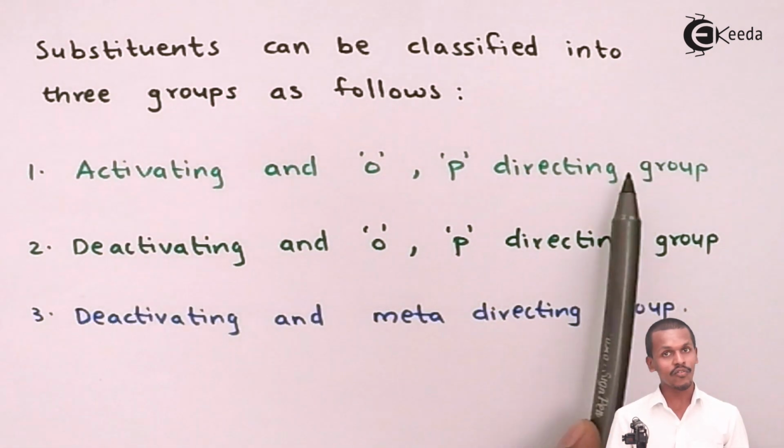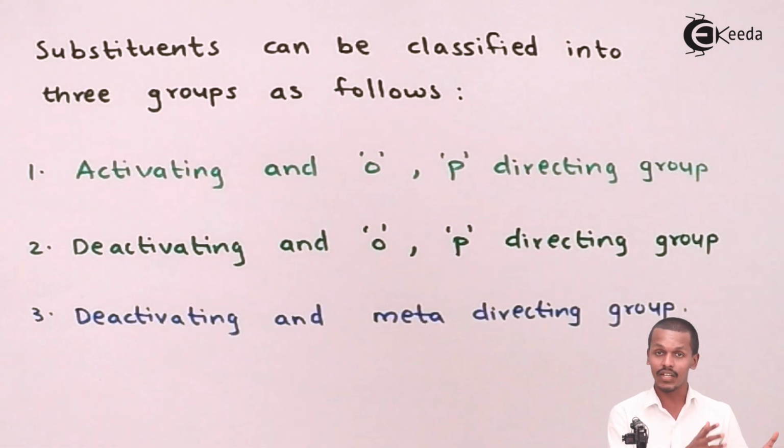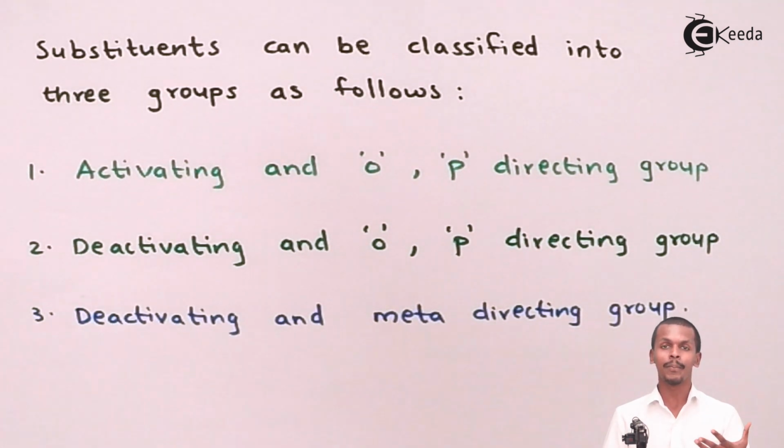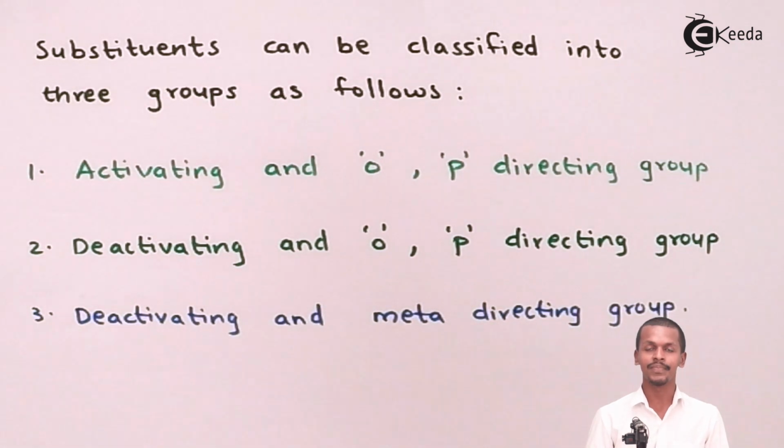Talking about the groups that are activating as well as ortho and para-directing, these are the groups that will make the monosubstituted benzene more reactive. Because it is more reactive, the other substituent group will go to the ortho and para position of the monosubstituted benzene. That makes us understand that the overall product, the monosubstituted benzene, will be more reactive, and it will allow the other substituent to be attached at the ortho and para position very easily.